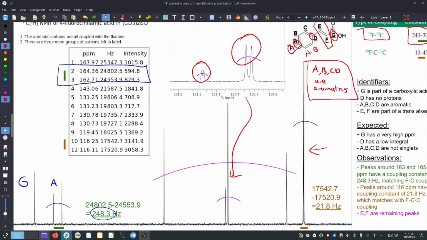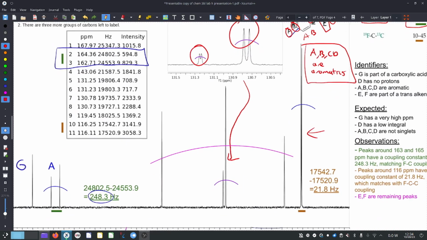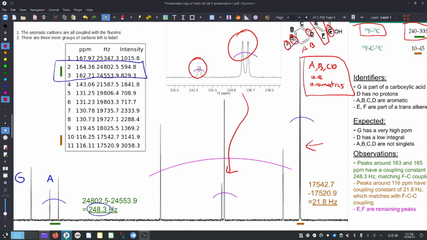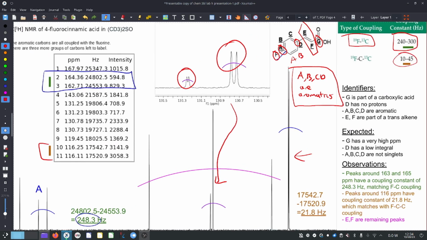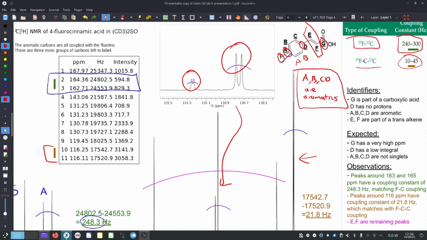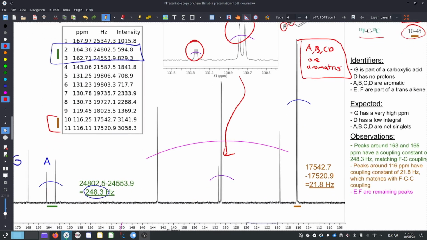So if we look at the rightmost peak, take the coupling constant, we get 21.8 hertz. It's marked on the diagram on the table as those two. And 21.8 hertz falls within the range of 10 to 45. That suggests to us that this is FCC coupling. And okay, let's clear up this diagram a bit. FCC coupling shows FCC. This is going to be carbon B. So we expect this one to be carbon B.